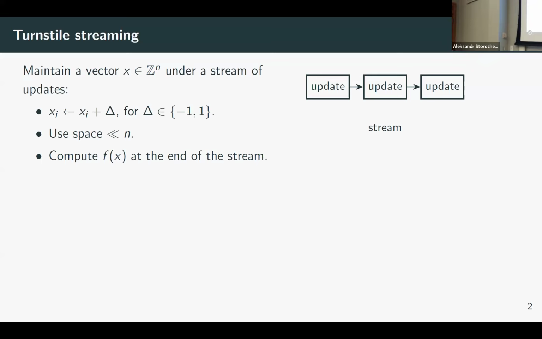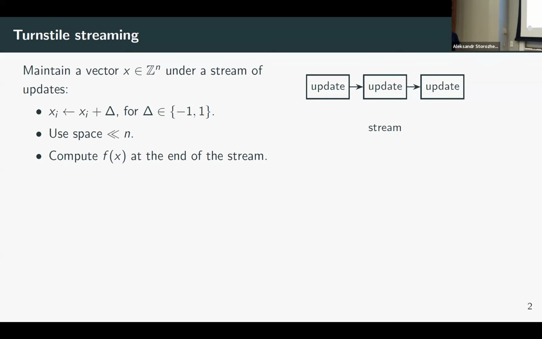After the sequence of updates to this vector x, at the end of the stream, we would like to compute some function f of x. During this process, we would like to use space that is much smaller than storing the vector x explicitly, and even much smaller than the dimension of x. Ideally, we would like to have space that's log n, polylog n, or maybe square root of n.